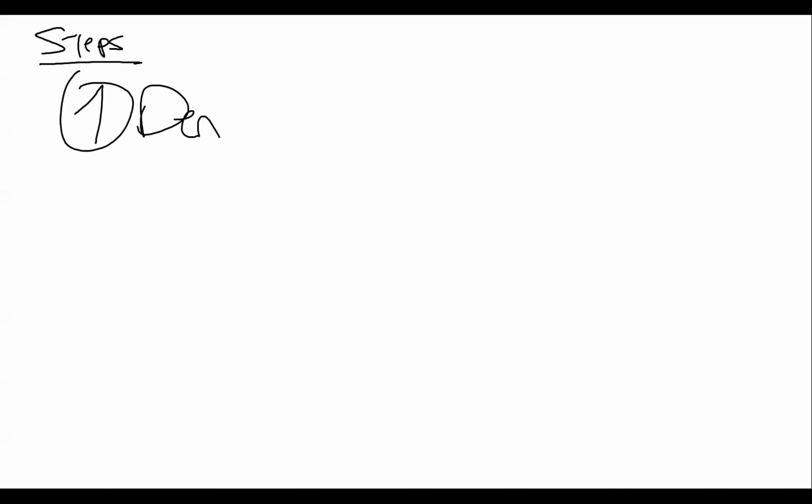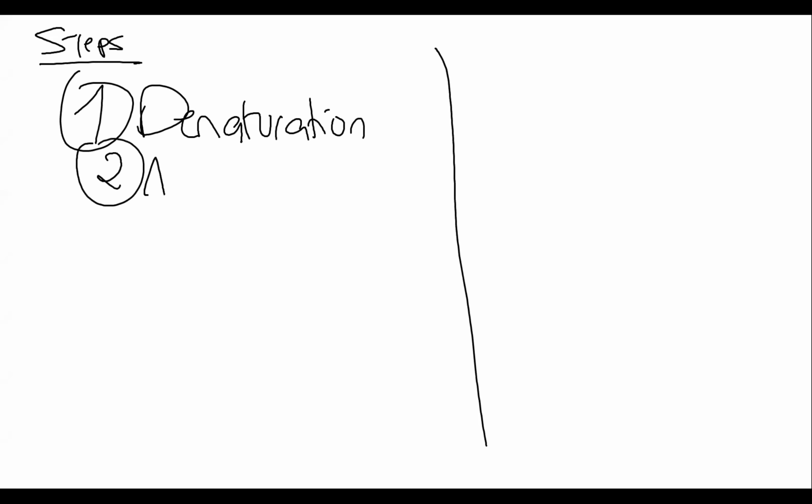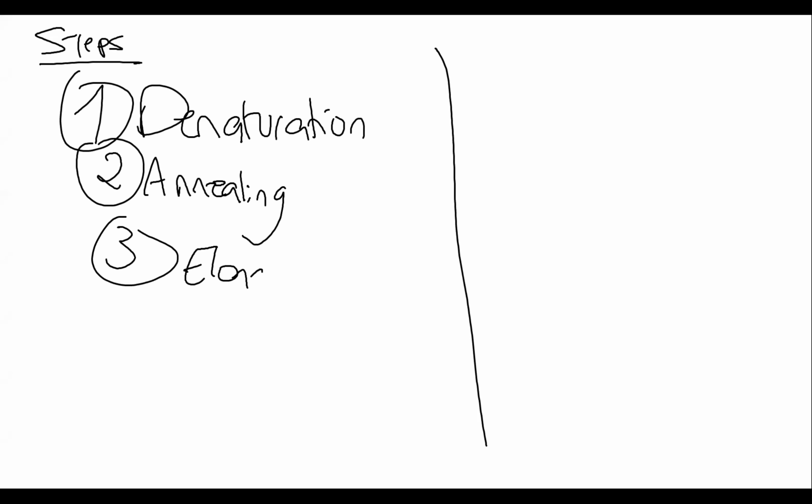Steps of PCR. One is denaturation. Two is annealing. Three is extension or elongation. Four is repetition.